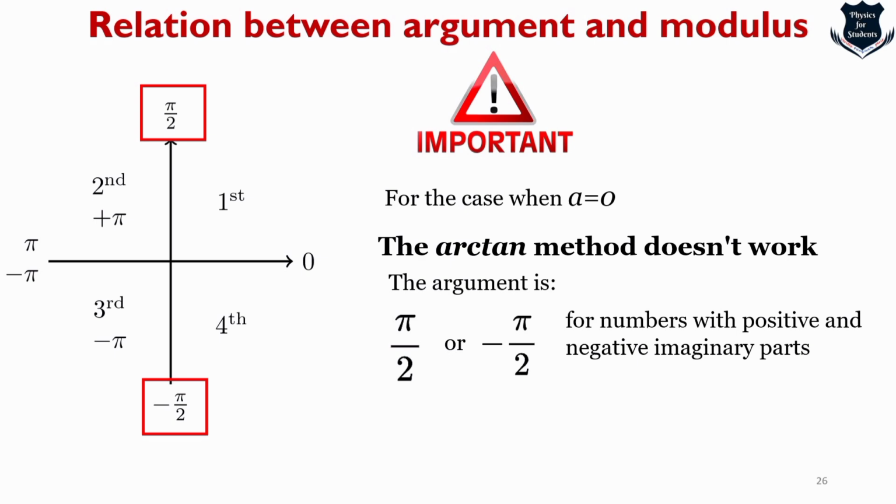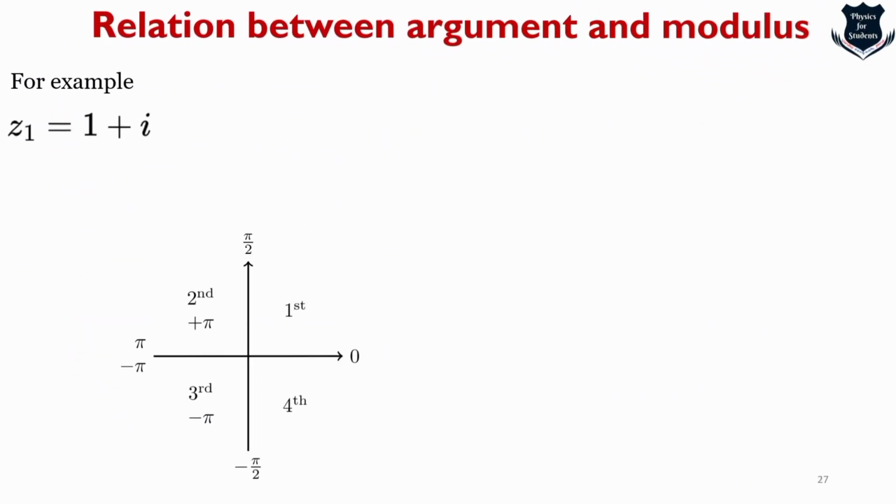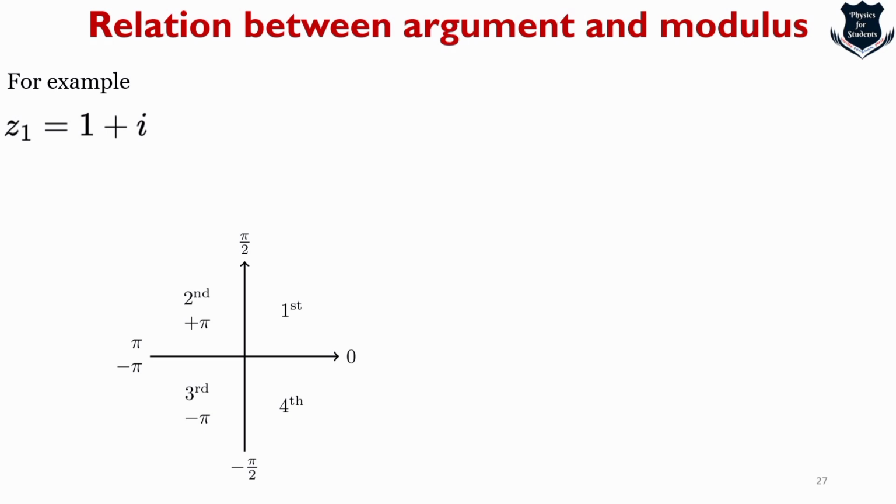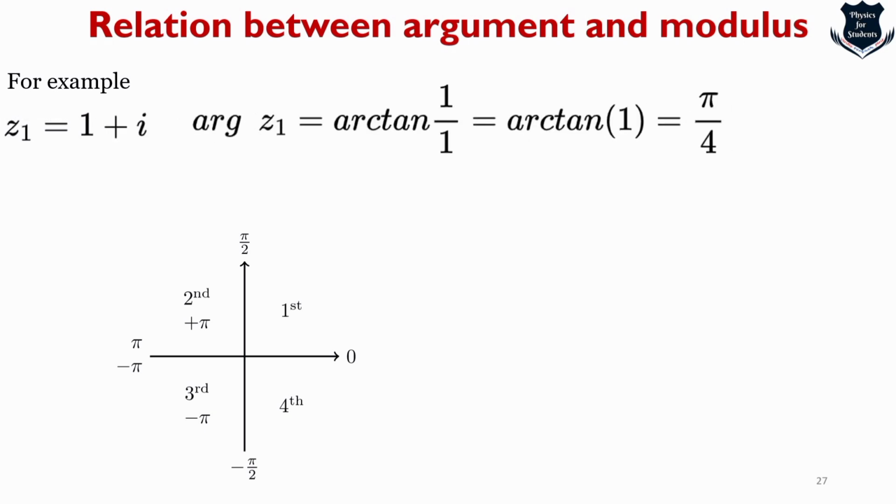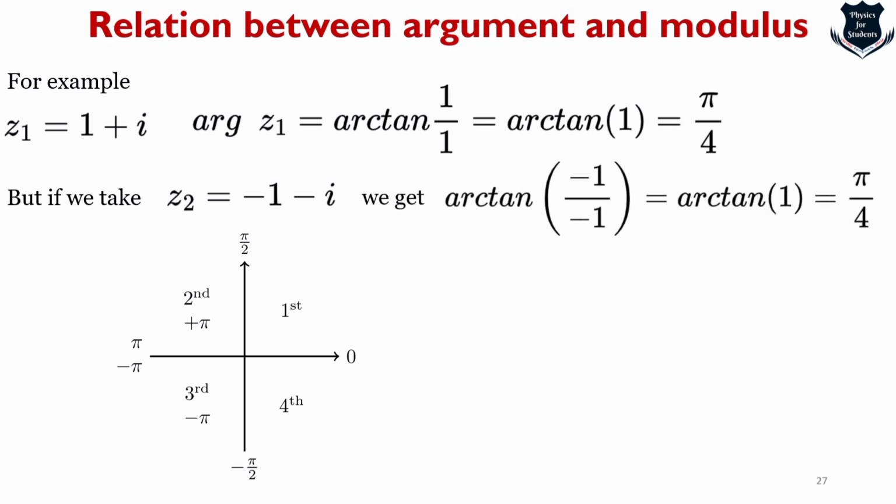I will just show you a quick example which will make things clear. If I take z1 equals 1 plus i, then we get the argument arctan equals pi upon 4. Now the same calculation, if I take z2 equals minus 1 minus i, gives arctan of minus 1 by minus 1, which gives pi by 4. Note that both are the same value.